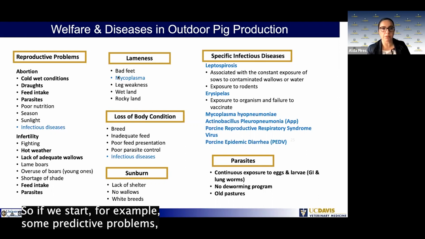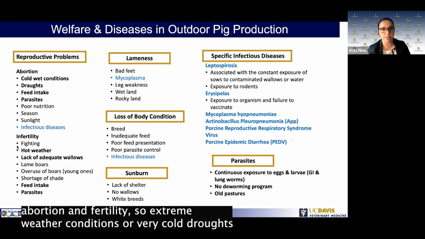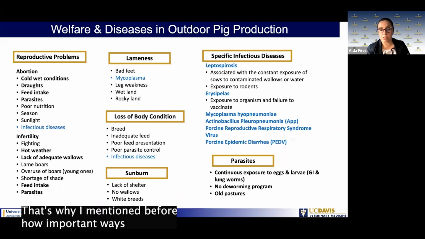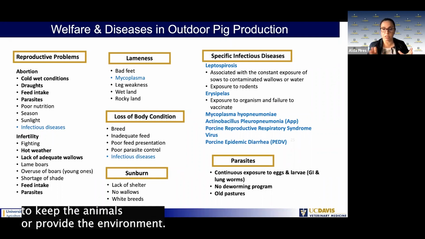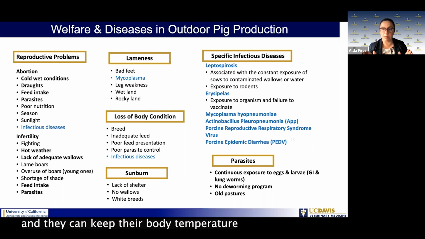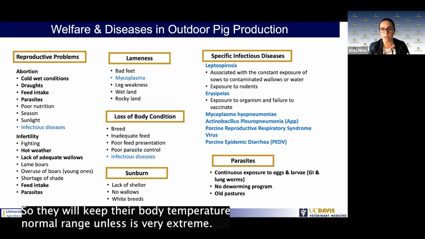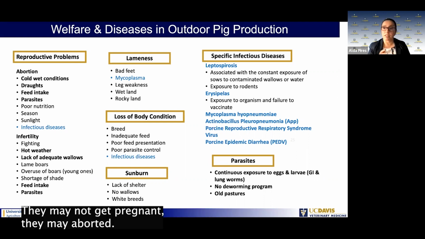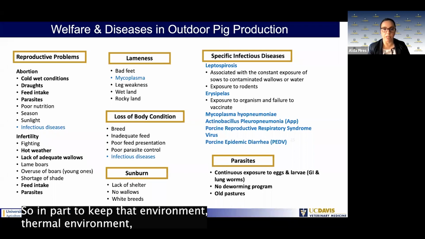So for example, reproductive problems, abortion and fertility. Extreme weather conditions, very cold, droughts or hot weather, can actually lead to abortion or fertility problems. That's why I mentioned before how important it is to provide an environment where the animals are in their thermal neutral zone, and they can keep their body temperature within normal range. Animals under stress grow less, they might not get pregnant, they might abort. So it's important to keep that thermal environment.